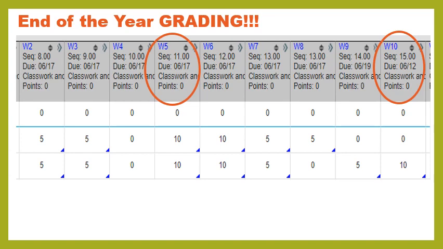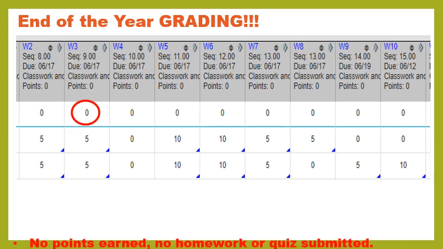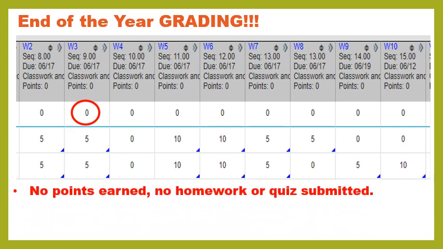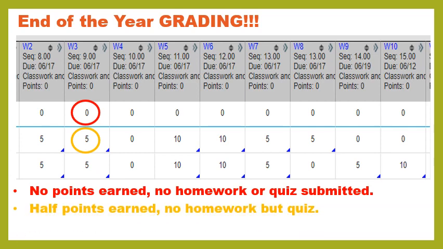So let's look at our gradebook. Let me pull this up. For week 3, I see that this person has a 0. What that means is they earned no points because there was no homework or quiz submitted. Right beneath it, that person for that assignment has a 5. So what they got were half points earned. Maybe they had homework but no quiz, or maybe they had a quiz but no homework.